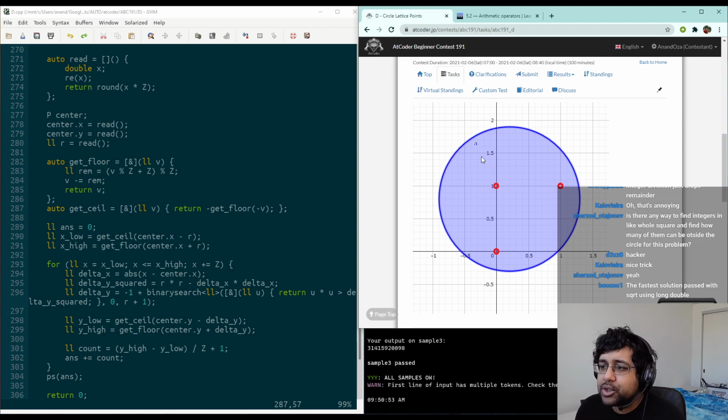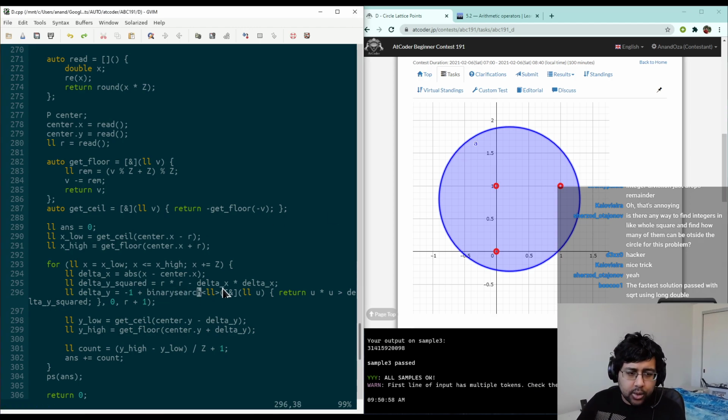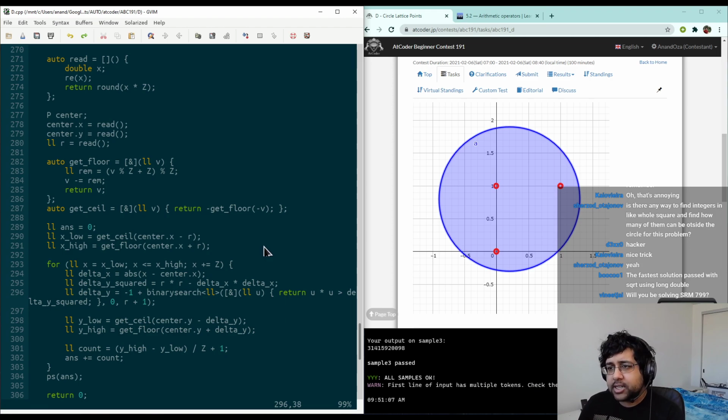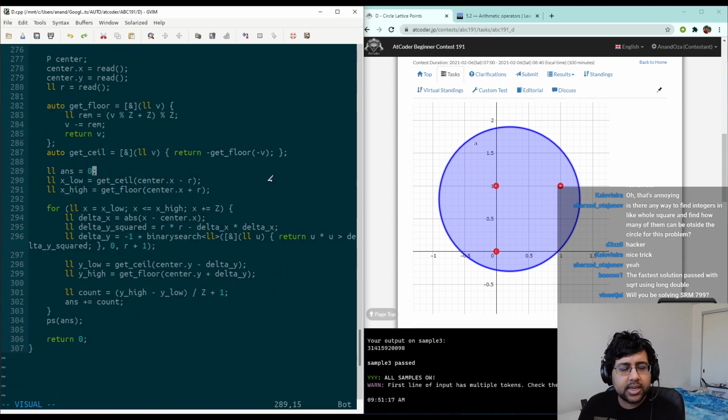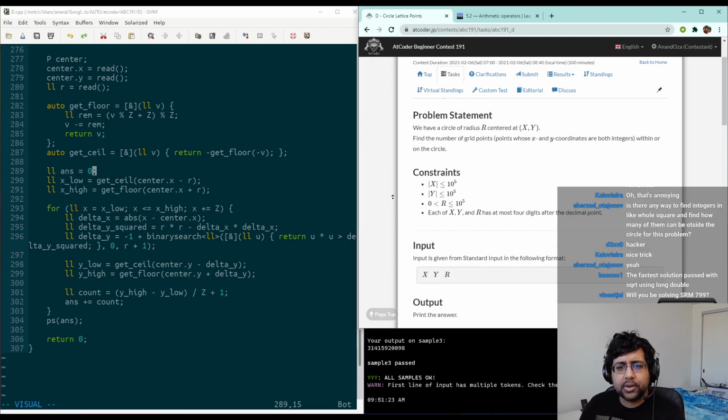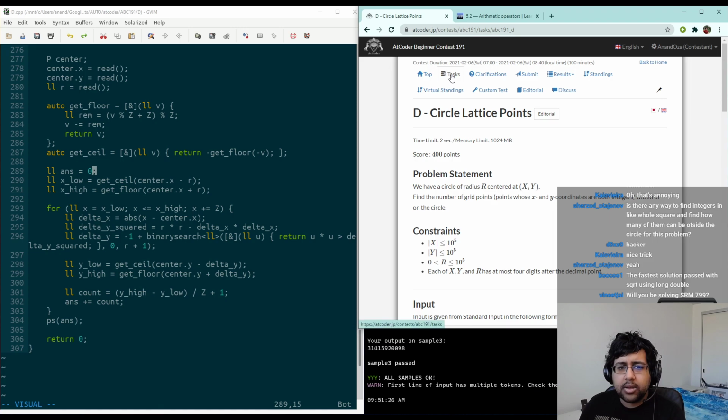The fastest solution passed was square root using long double. Yeah, so using binary search instead of square root is always going to be slower. And long double, I guess, is a cool trick. I've never actually used it before, but my understanding is that it's just an even longer double with more precision. But I think in general, if you can avoid thinking about epsilons or precision or floating point, it's best to, because it's really difficult to debug, at least for me personally. So it ends up being a bit painful to figure out.